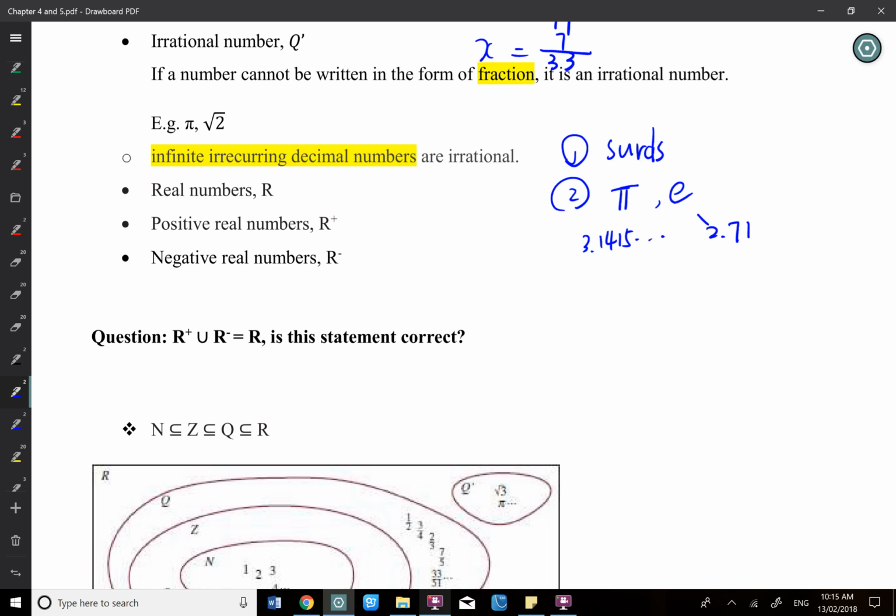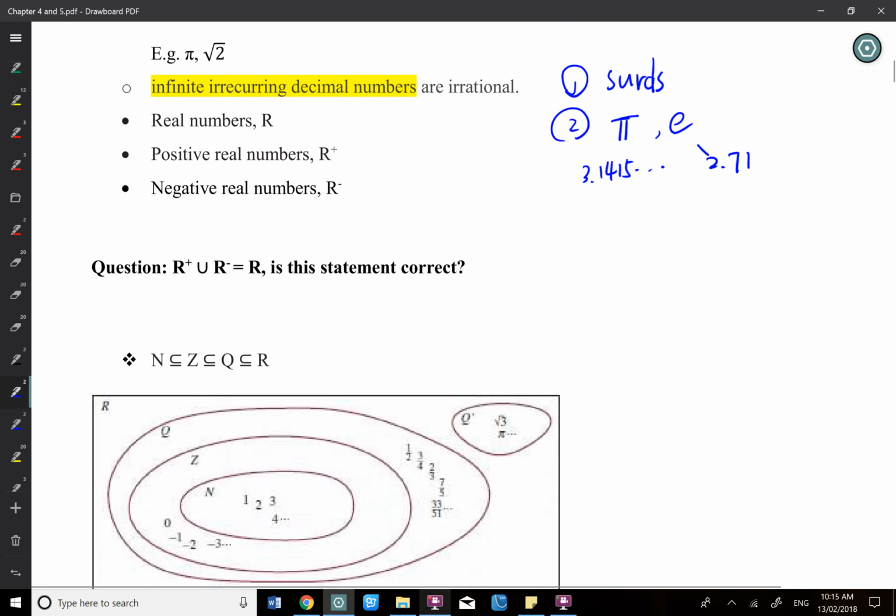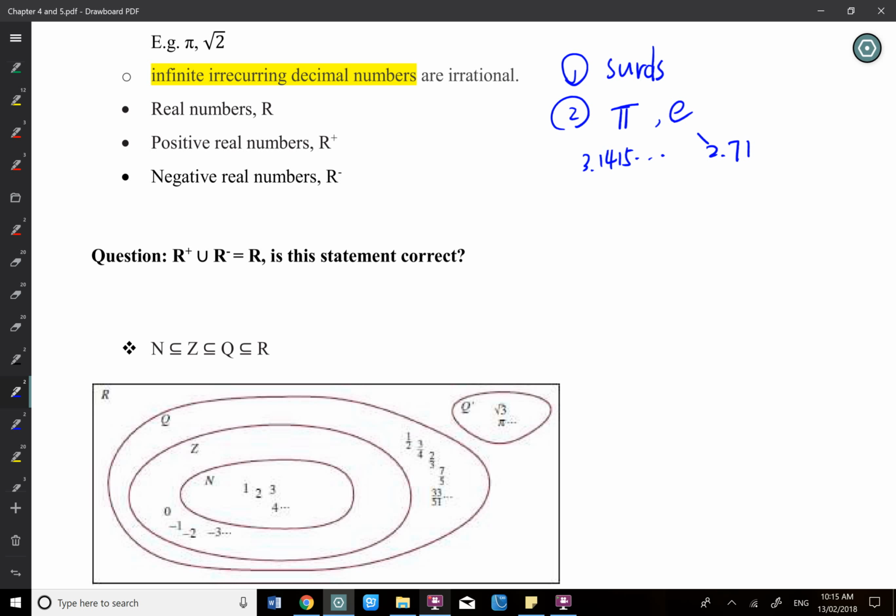So that's rational and irrational. The last one we use is R, real numbers. Basically, everything in Methods you learn is real numbers. There will be imaginary or complex numbers in Spec, but if you're not learning Spec yet, everything you know so far is real numbers. Positive real numbers are R plus, all the positive ones, not including 0. All the negative real numbers are R minus, not including 0 either.